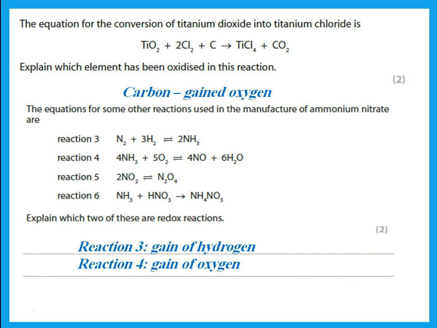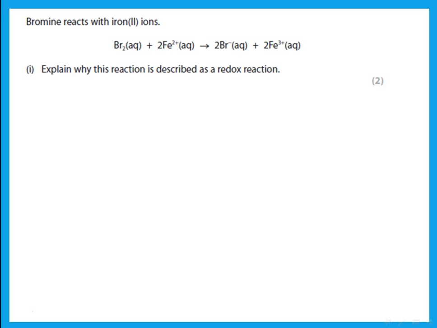Now, when it changed into N2O4, each nitrogen still has 2 oxygens. So really, we did not gain oxygen. Reaction 6 is a reaction between ammonia and nitric acid. Of course, you should know that ammonia is a base. So this is a reaction between a base and an acid to give a salt. This is not a redox reaction. This is a neutralization reaction.